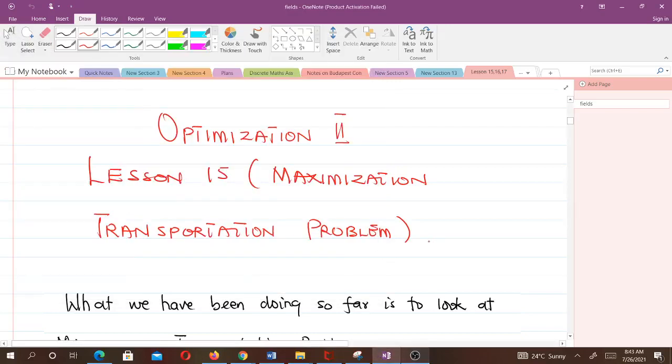In lesson 15, we will talk about when the objective of our transportation model is to maximize. So, we'll talk about a maximization transportation problem.